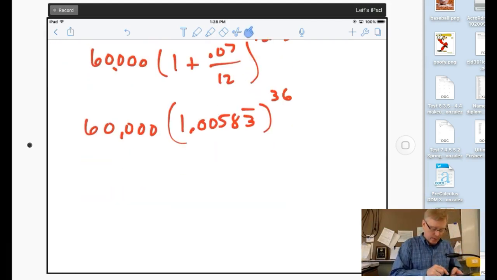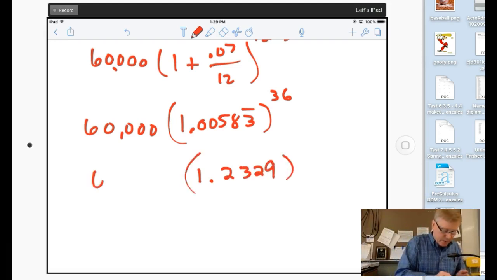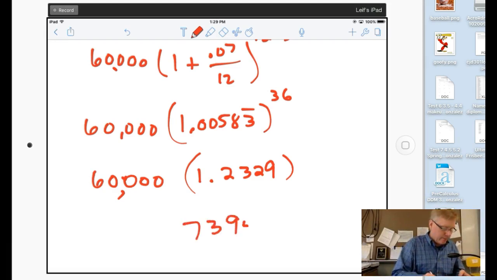So next I'm going to take my calculator and take this to the 36th power. It would be a good idea to bring a calculator to that test so that you don't have to multiply 1.0058333 by itself 36 times in a row. So I get 1.2329 approximately, rounded off, and then it's times 60,000. So if I multiply by 60,000, I'll get my answer of 73,975.54, which is about $73,000.